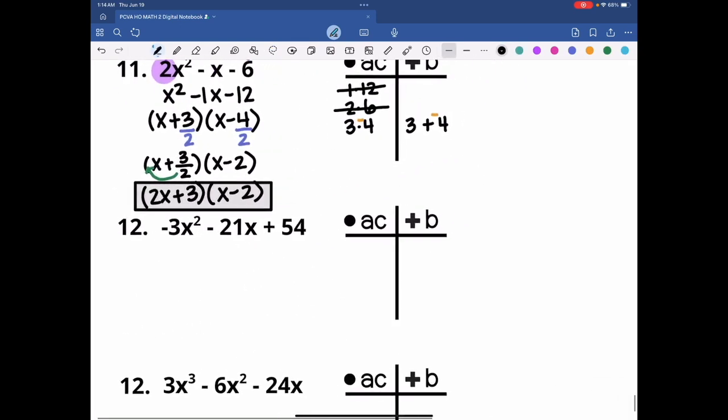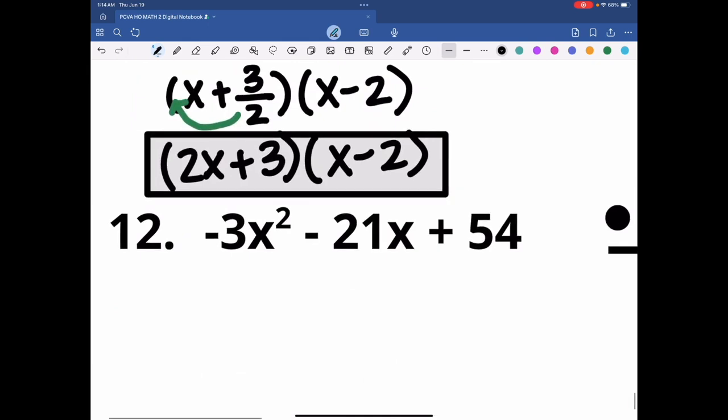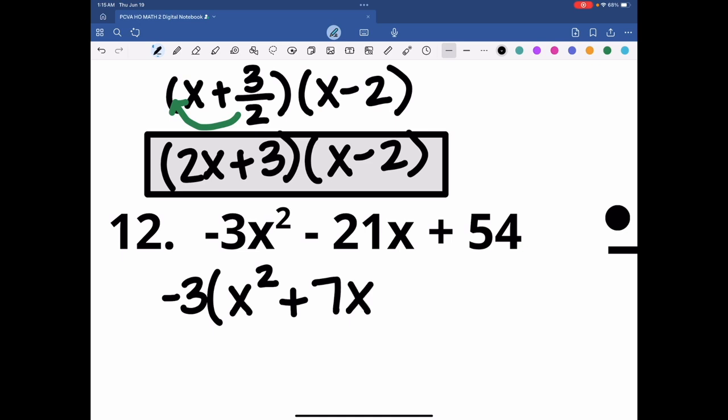Oh, I have two number 12s. So for number 12, I have negative 3x squared minus 21x minus 54. So I absolutely have a GCF of 3 because I can divide 3 out of both of these, but that negative in front, I need to go ahead and factor that out with the GCF too. So negative 3 divided by negative 3 is going to be positive 1x squared. Negative 21 divided by negative 3 is going to be positive 7x. And then 54 divided by negative 3, that's going to give me negative 17.